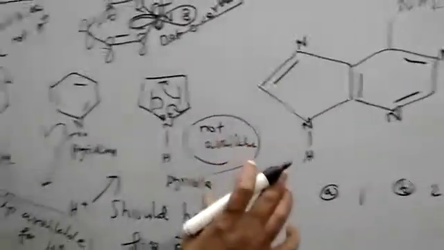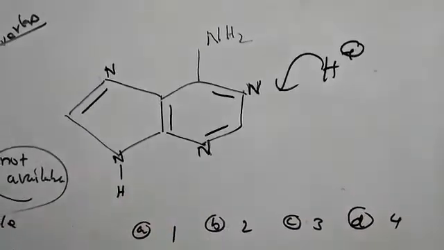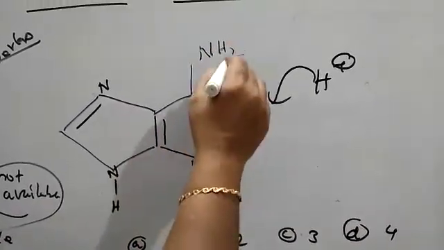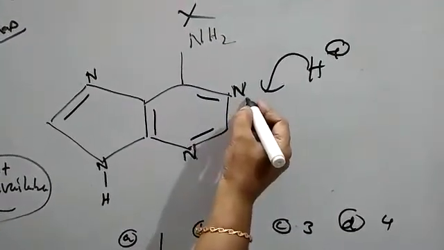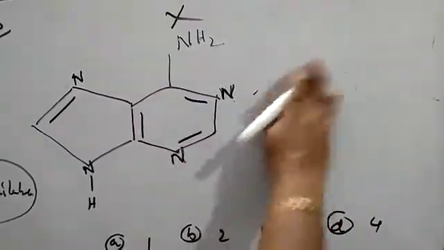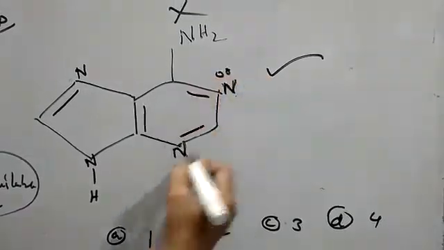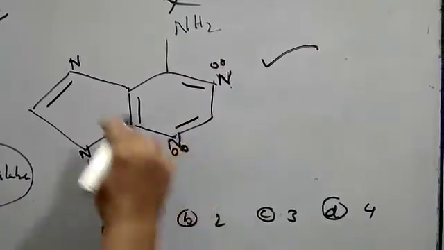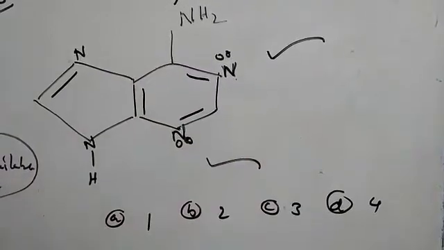Now come and apply the knowledge here. The final knowledge: if it is pyridine type, it is available for protonation. Let us see here. This is your aniline type, so this corner is not possible. What about this one? It is pyridine type, so this part is free for protonation. This is also a hexagonal ring, like pyridine, so this is also possible.